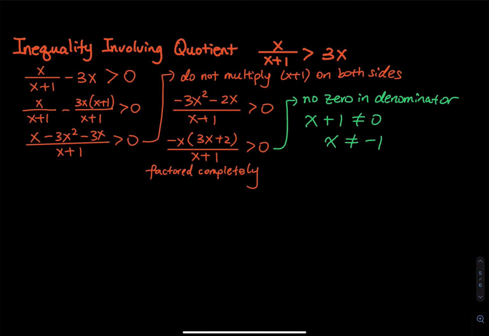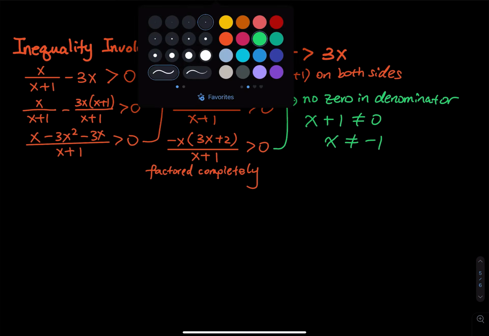Because when we set up the interval, we have to mention this in our interval. X cannot be equal to negative 1. And then what else? On the top, you have to set that equal to 0. So negative x times 3x plus 2 equals 0. Do you know why? How do you get a 0? Don't look at this problem, just think about this in your mind. A numerator divided by a denominator equals 0. So in order to equal 0, the numerator must be equal to 0. So therefore, I set the numerator equal to 0.